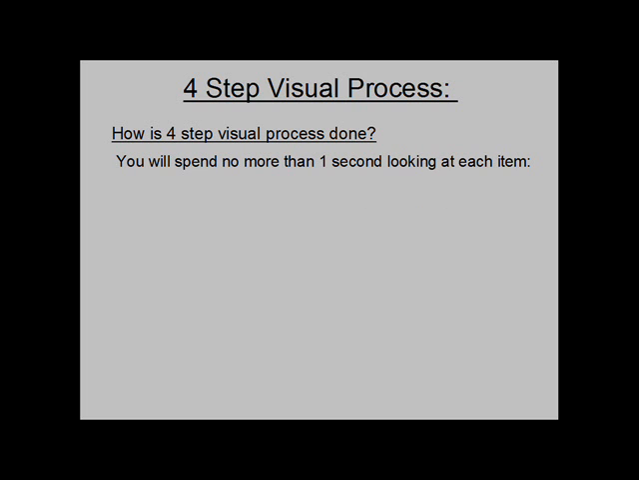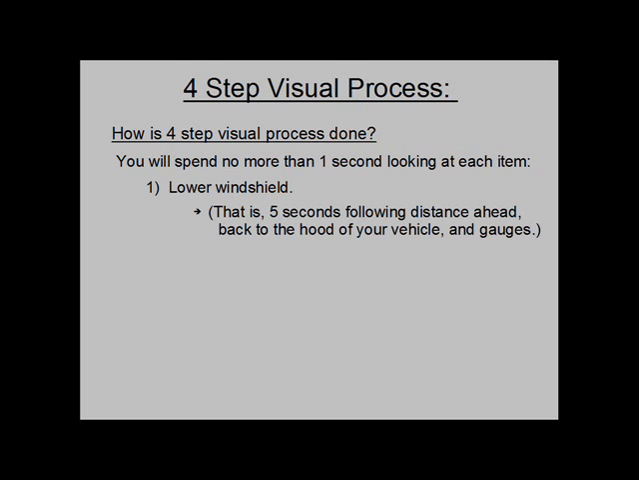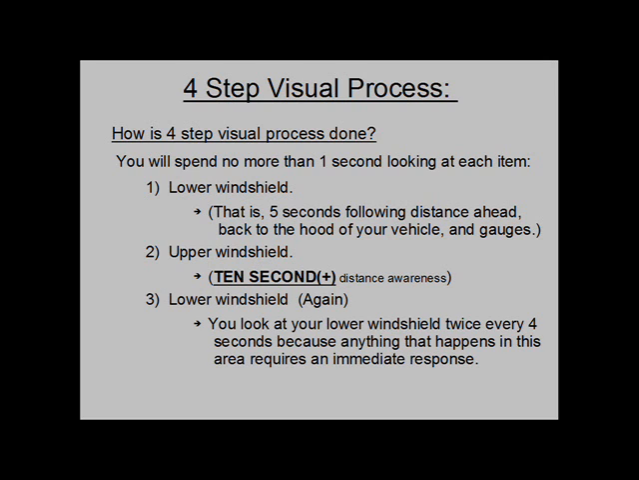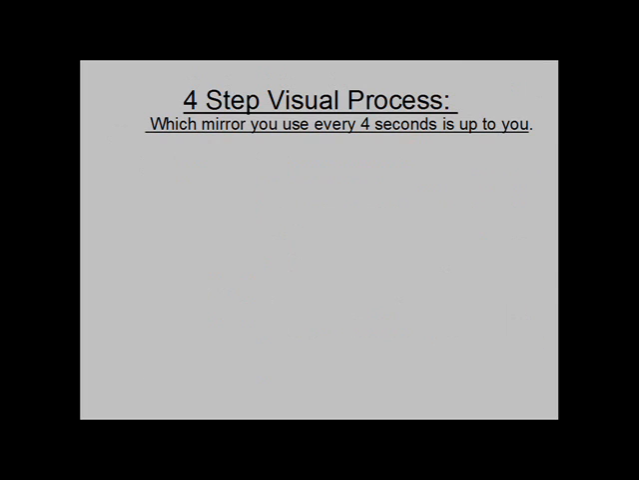You will spend no more than 1 second looking at each of the following items. Beginning with lower windshield, that is 5 seconds following distance ahead, back to the hood of your vehicle and gauges. Upper windshield, which is your 10 seconds or more distance awareness. Lower windshield again. You look at your lower windshield twice every 4 seconds because anything that happens in this area requires an immediate response. And lastly, you will look at one of your mirrors every 4 seconds. Which mirror you use every 4 seconds is up to you.